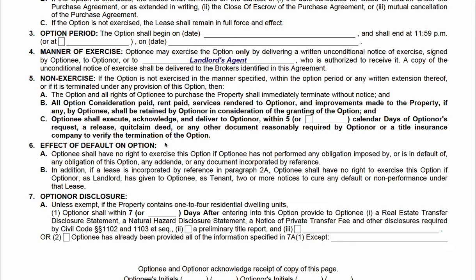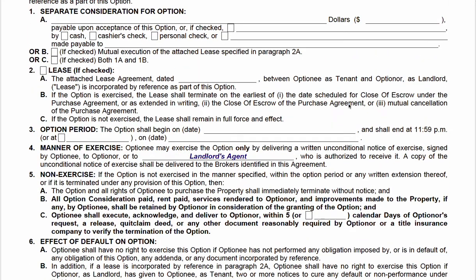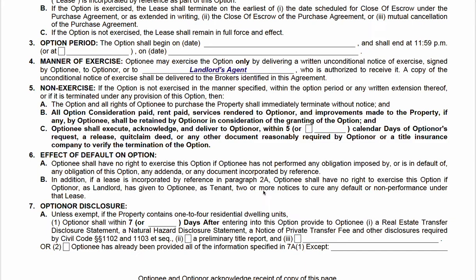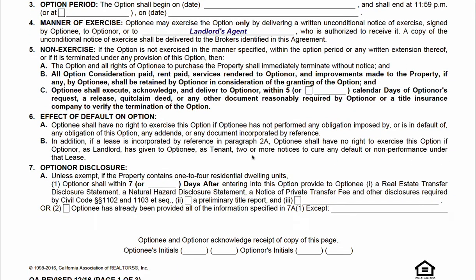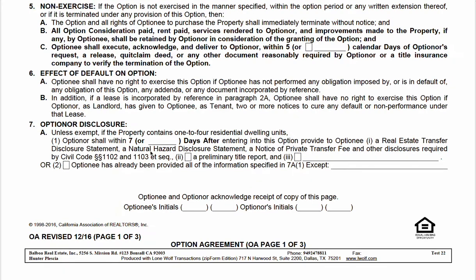Non-exercise basically stipulates that if the optionee doesn't exercise the option, they're forfeiting whatever value was delivered. That value, again, could be the flat fee up here or could be the increased lease amount. But that's basically forfeited. And then we have here, if there's a default on an option, just some standard verbiage.